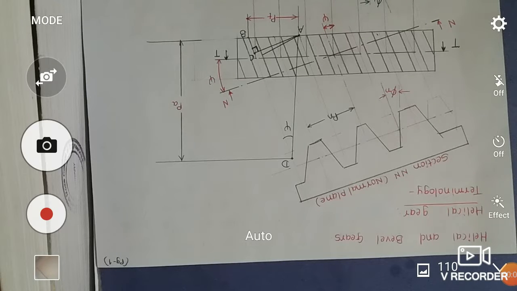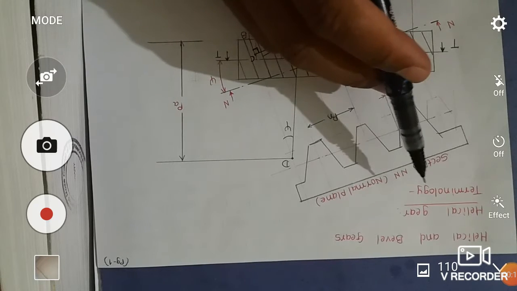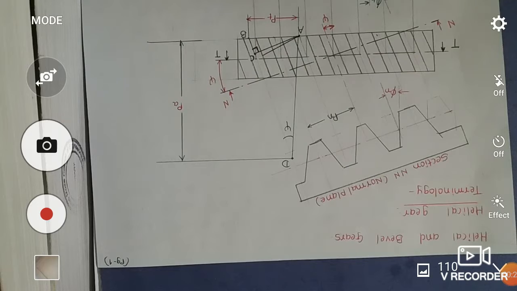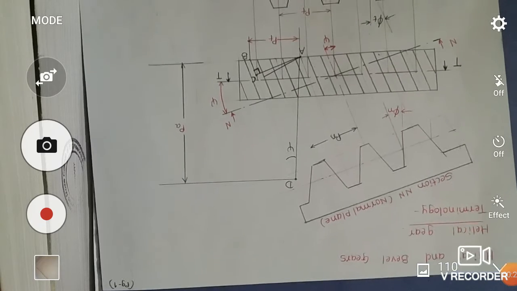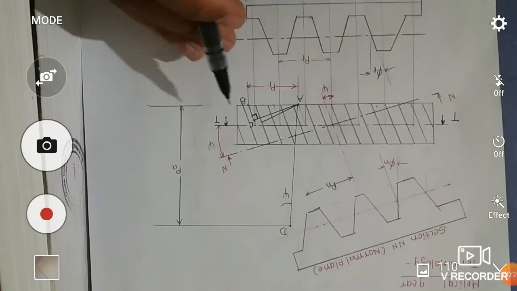Hello students, today we see the chapter on helical and bevel gear. We take the revision of this unit. So here we discuss about the helical gear design. For that purpose we first see the terminology in case of helical gear.